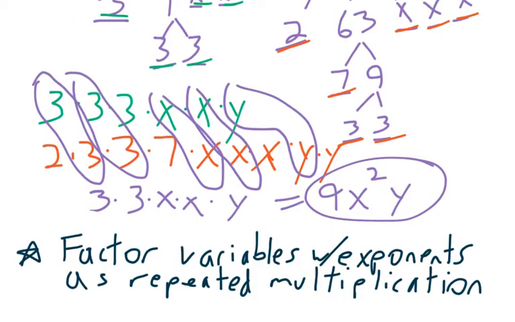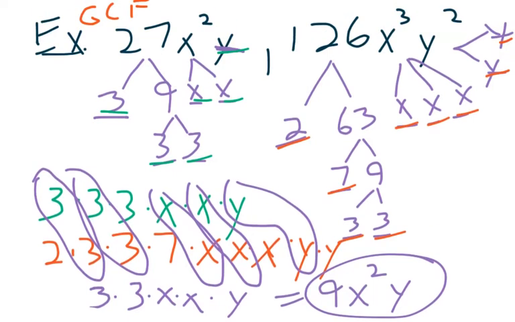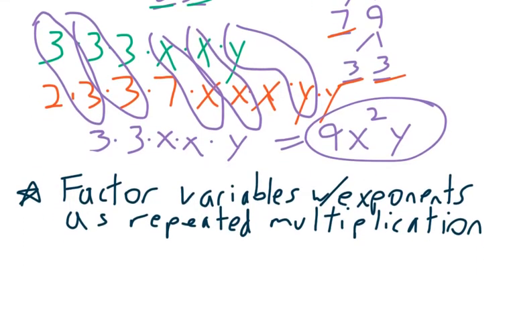And what we did up at the top, just to explain that, the x squared, we wrote as repeated multiplication. The x to the third, we wrote as repeated multiplication. So that's what we want to write down. We want to factor the variables with exponents as repeated multiplication.